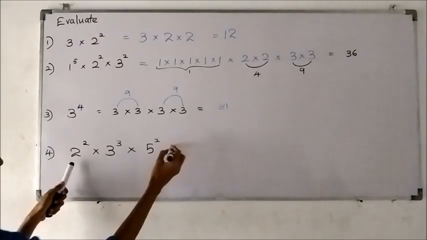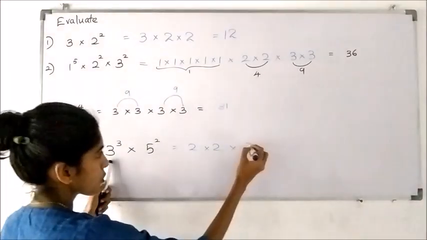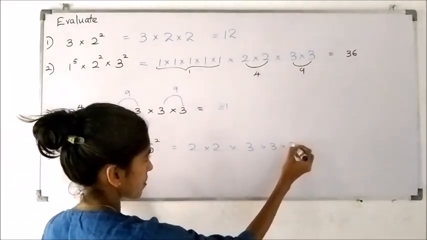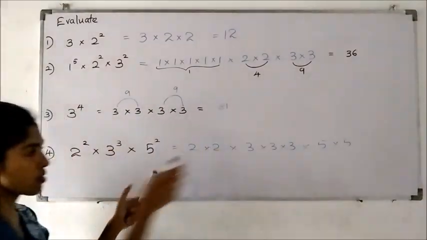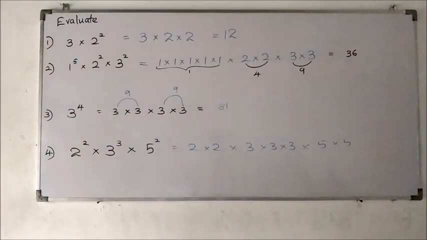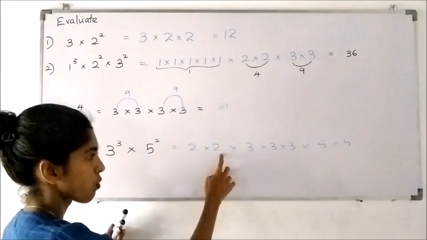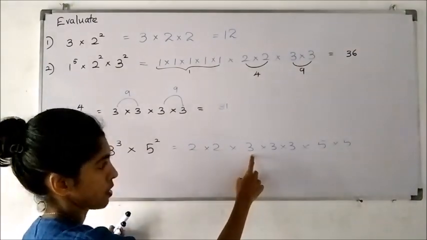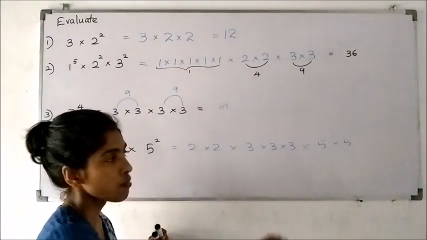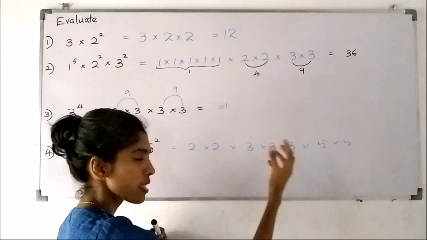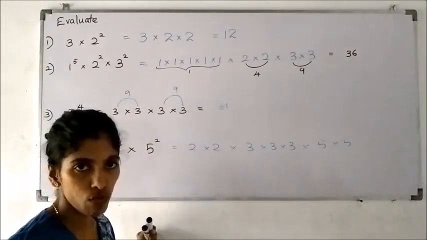Next, 2 squared, 3 cubed, 3 times 5 squared. 5 should be repeated twice. Right. Now as usual, when we multiply, how do we multiply? 2 times 2, 4. 4 times 3, 12. 12 times 3, 36. Then 36 times 3, if you don't know, you have to multiply. Then again that answer should be multiplied by 5. Likewise you need to do.